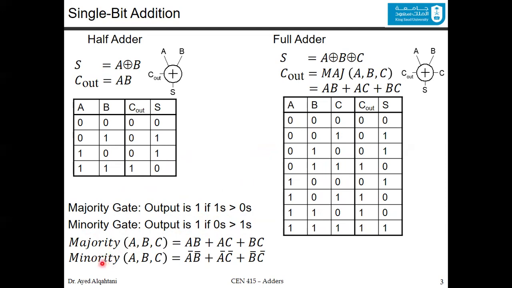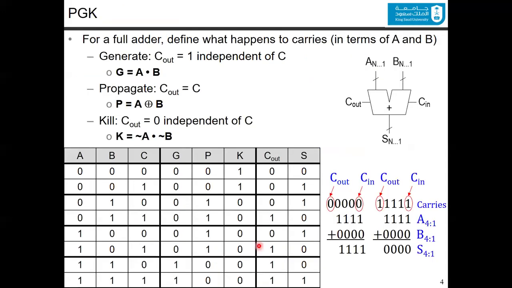And the complement of the minority is actually the majority. So we said that this is the function of the majority: AB or AC or BC. The minority is A bar B bar, or A bar C bar, or B bar C bar. Now, we will introduce the propagation, generation, and kill signals. This is very critical for the adders. When we look at different types of adders, we will see that they are important to understand.